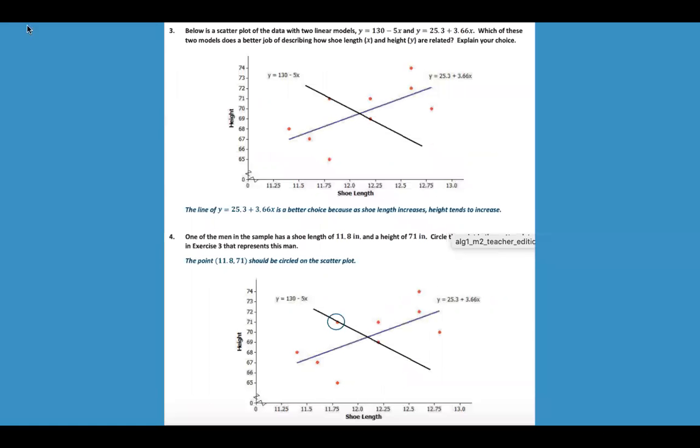If we do that, here's what we should get. Yeah, so the positive one, the y equals 25.3 plus 3.66x is a better choice. And then the point is where 11.8 and 71 meet. That should be what is circled on my graph there.